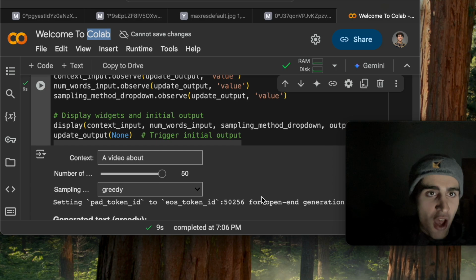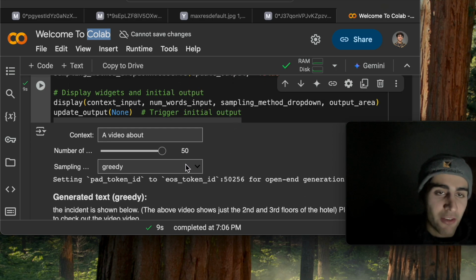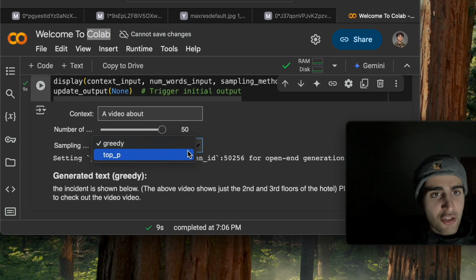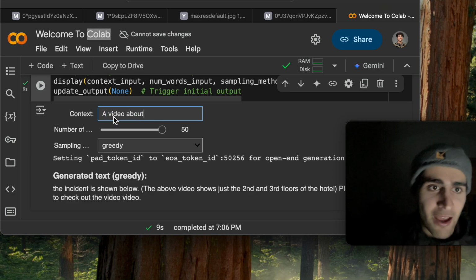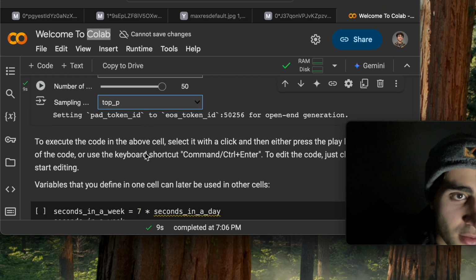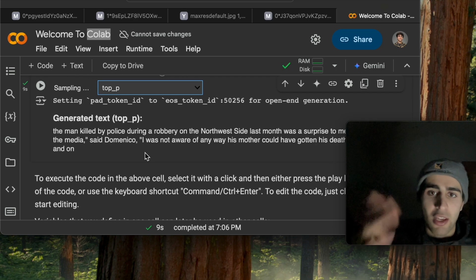Okay, and before we finish this off, I have this Colab here, which I will link in the video if you want to play with it. It's really simple. It just uses the Hugging Face Transformers interface API, and you can choose between greedy and top P sampling. There's also the number of tokens to be sampled, and you can give it the context. So I just set the context as "a video about". Let's see what top P gives us. Top P should be more diverse and less bland, just to say very simply.